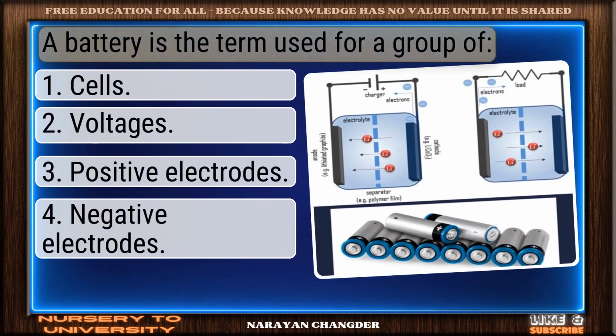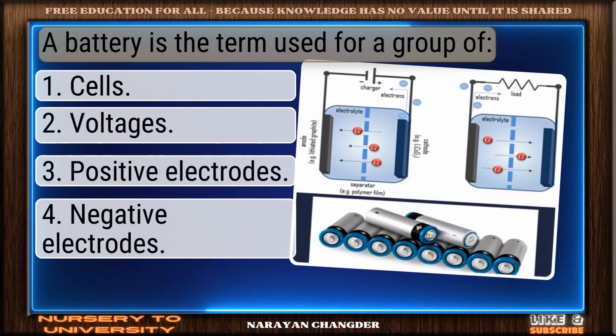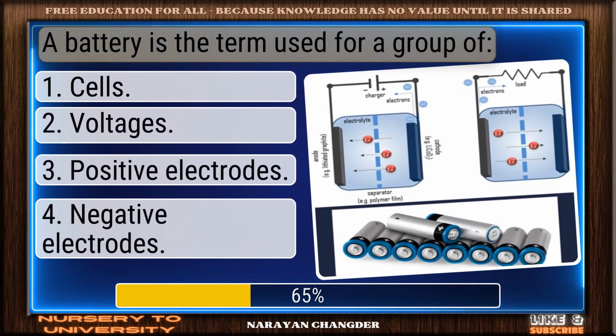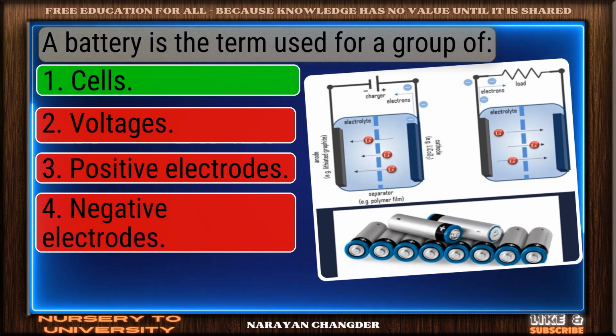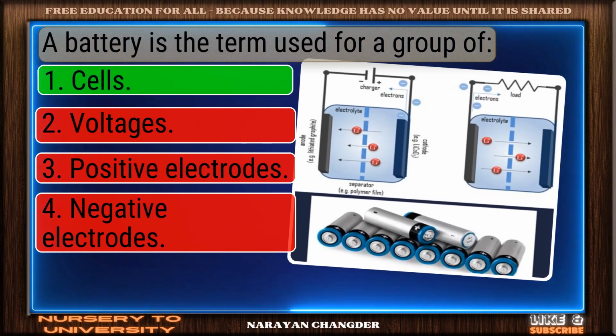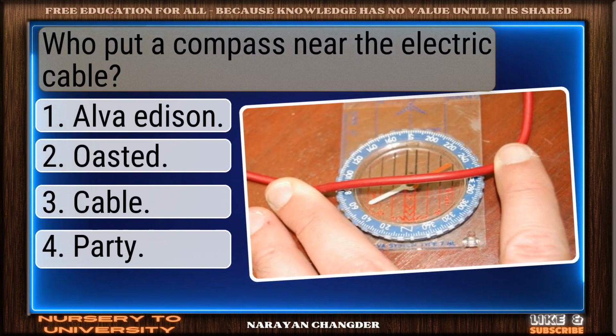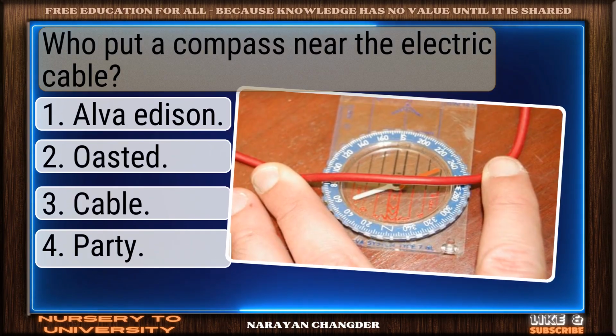Question number 119. A battery is the term used for a group of. Sharp thinking. Cells is the right choice. Question number 120. Who put a compass near the electric cable?